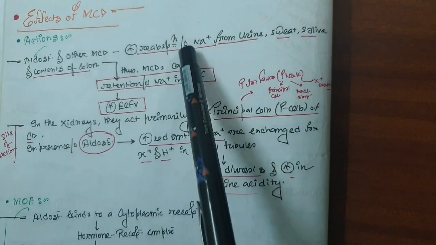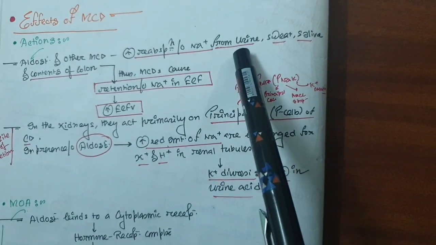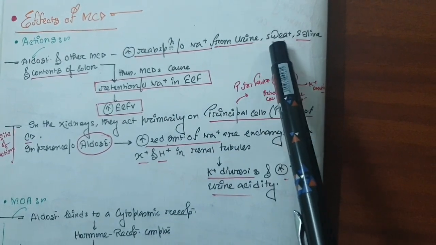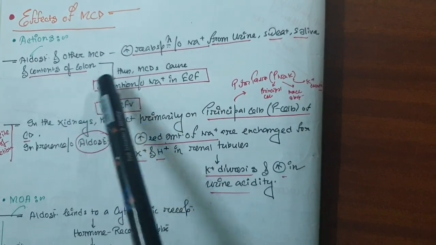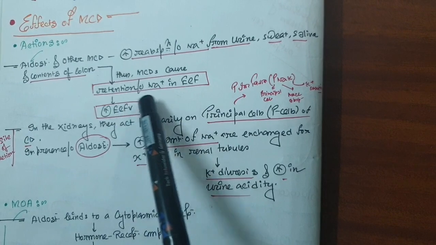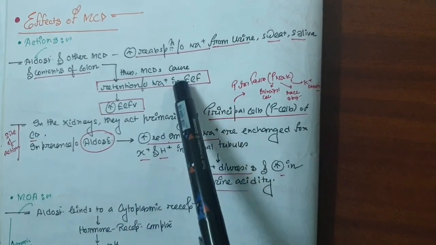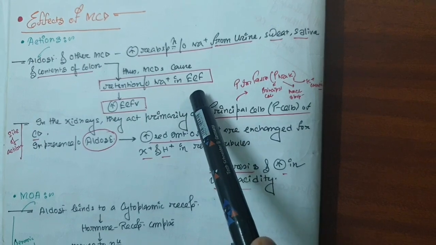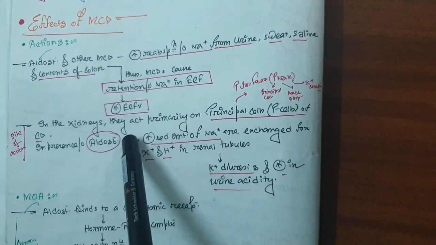So remember the actions of aldosterone or any other mineralocorticoid, as you have already seen in my previous note. Their action is mainly increasing the reabsorption of sodium, not only from the urine, but also from the sweat, saliva and other contents of the colon. And thus the mineralocorticoids increase sodium retention in the extracellular fluid. ECF means extracellular fluid, and therefore it increases the extracellular fluid volume.